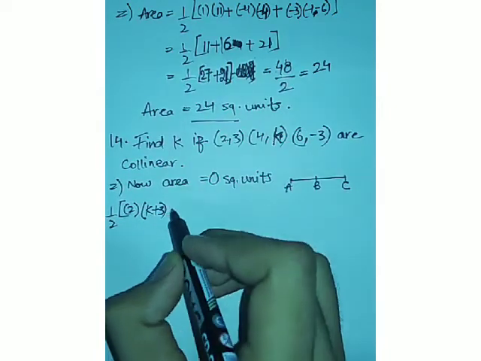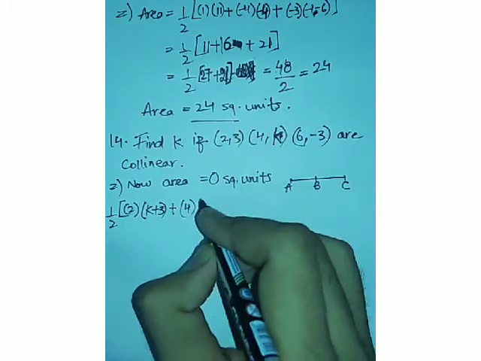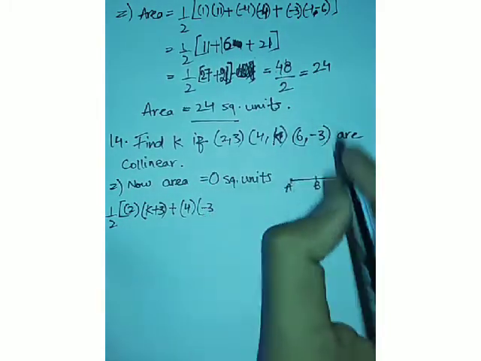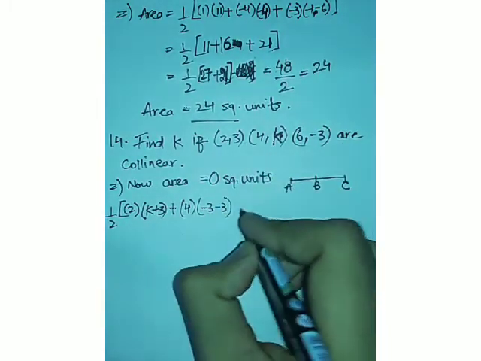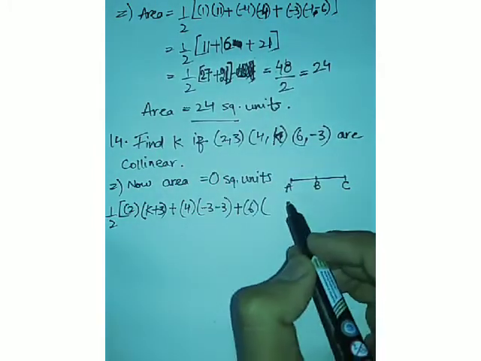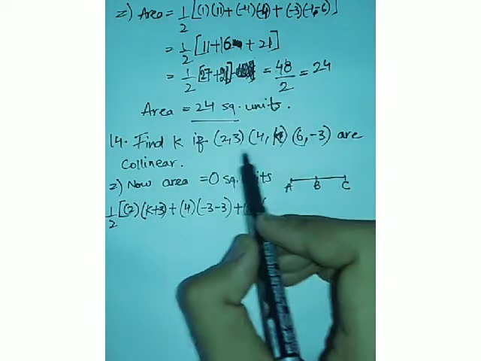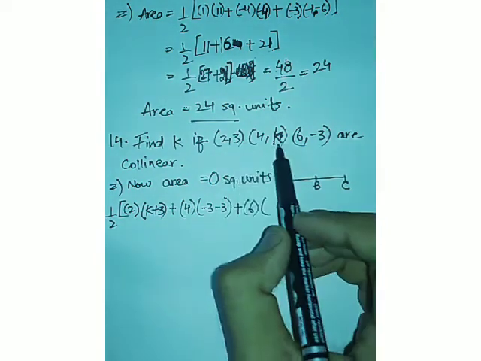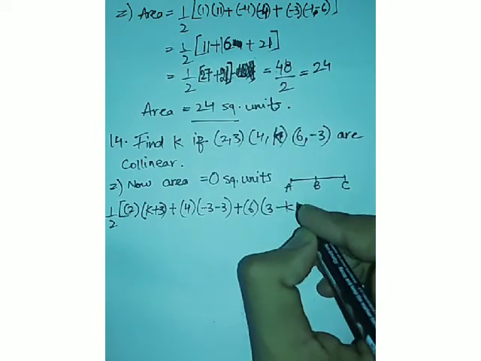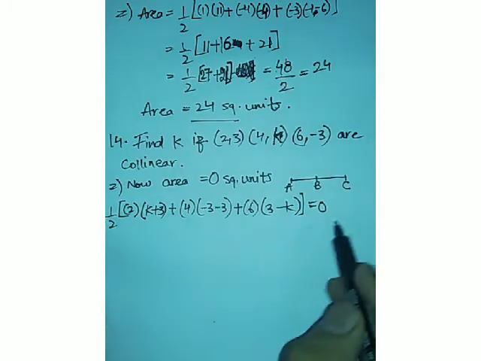Alright, then plus what is x2? 4 times minus 3. Alright, then plus what is x3? That is 6. And you will get y1 minus y2. What is y1? That is 3. What is y2? That is k. So 3 minus k. And what is it equal to? 0 only. So half will be equal to 0 only.